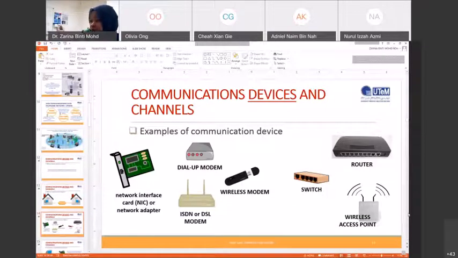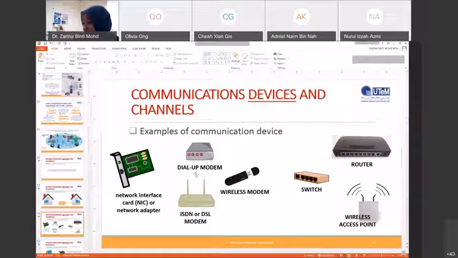These are examples of communication devices. We can have a network interface card or network adapter card, which depends on the type of the sending and receiving device. If our sending and receiving device is a computer, it needs to have a network interface card. If it is a mobile phone, it needs to have a network adapter.